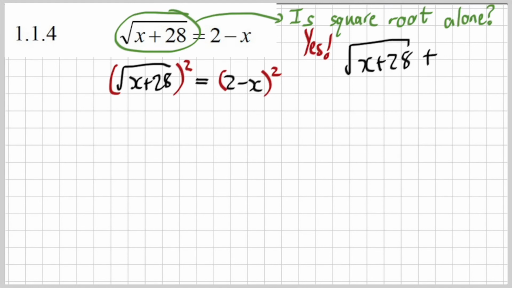So if it wasn't alone, let's say it was root of x plus 28 plus x equal to 2. It's exactly the same sum, but my square root is not on its own. What would I have to do first of all? Well, first of all, I have to write it where the root is isolated. Then and only then can I square. So make a note of it, especially if you tend to forget about this small little trick.